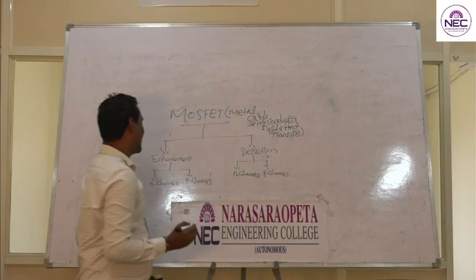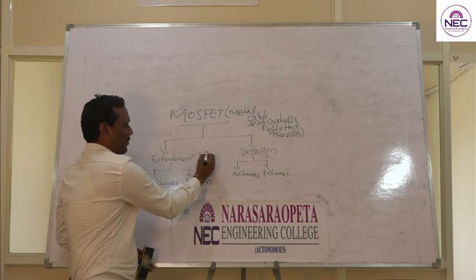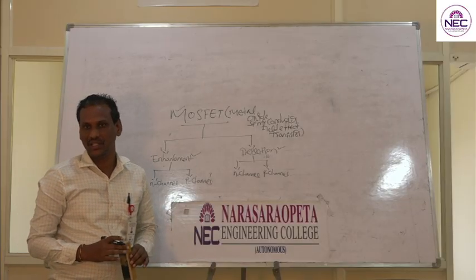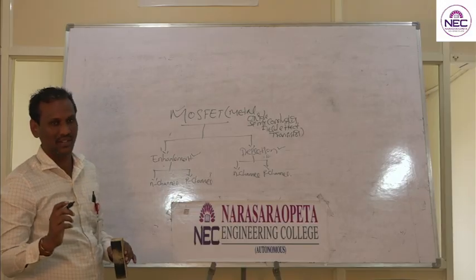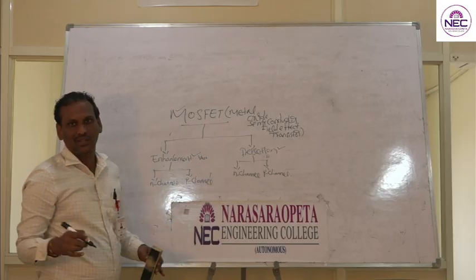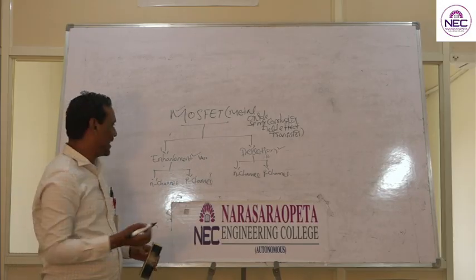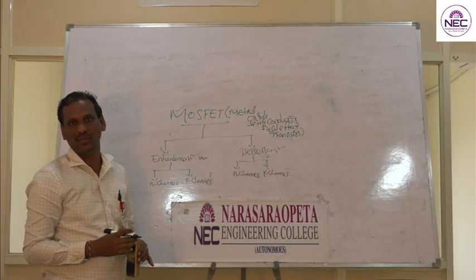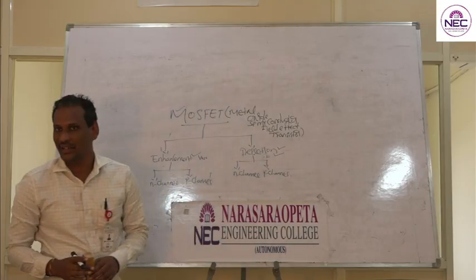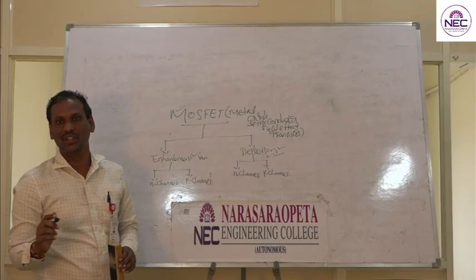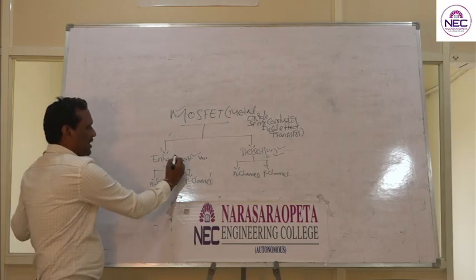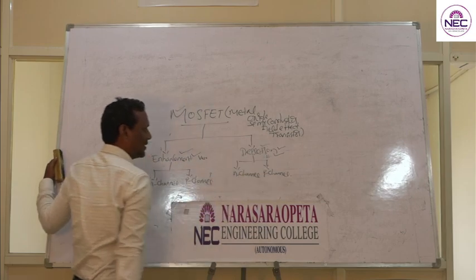Now coming to the difference between enhancement type and depletion type. In the enhancement type, initially there is no channel existing between source and drain. By applying the proper VGS value, we create a channel. Then, when we apply the VGS value, some amount of current IDS flows in the device. In the depletion type MOSFET, while fabricating the device itself, the channel exists between source and drain by using the ion implantation technique. That is the major difference between enhancement type MOSFET and depletion type MOSFET.